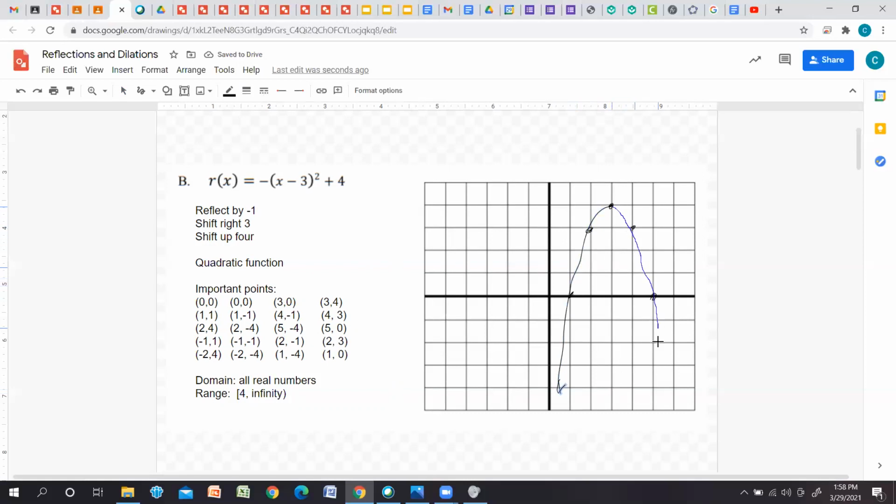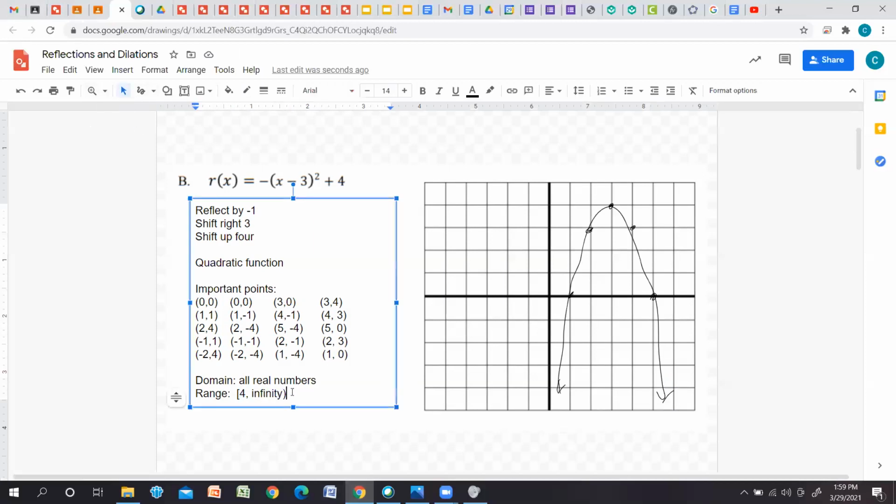And so I did have an error. Of course, the domain is still all real numbers. That stays the same, but I made a mistake here. This is not 4 to infinity. This is negative infinity to 4. So let me rewrite that. So when I said that the reflection doesn't affect that, that's not really correct.